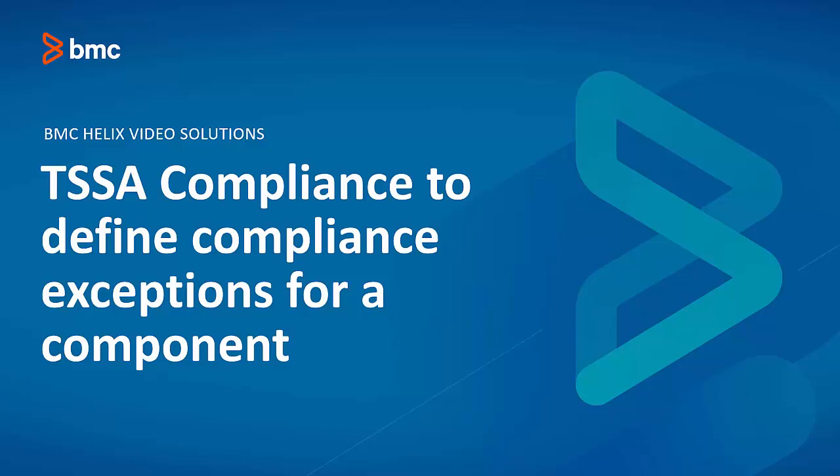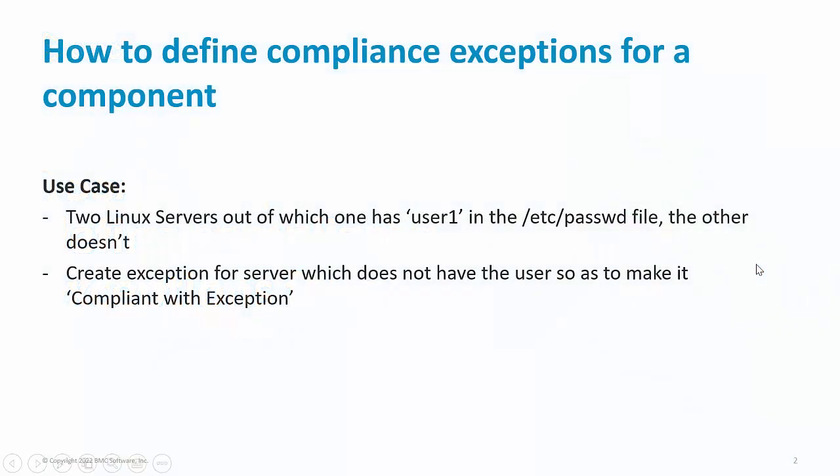Hello, in this video we will talk about how to use TSSA compliance to define a compliance exception for a particular component. The scenario here is I have two Linux servers out of which one has the user1 entry in the /etc/passwd file. The other server doesn't. Hence when I check the entry of user1 in /etc/passwd file, one of the servers will be compliant, the other one would be non-compliant. Now I want to create an exception for the non-compliant server so as to make it compliant with exception. So let's see how to do it.